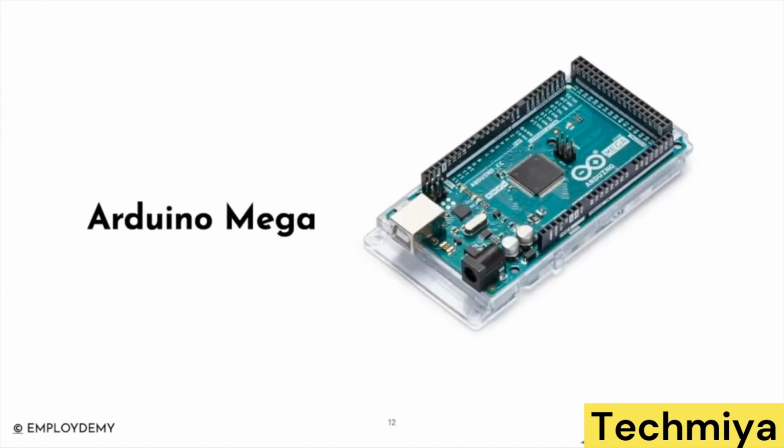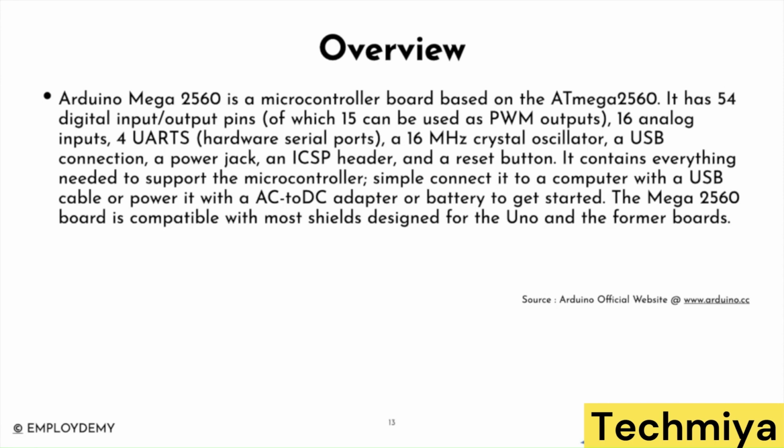Next, we have Arduino Mega. As the word suggests, Mega, this is a big board relatively compared to Arduino Uno and Arduino Nano. This Arduino Mega 2560 in particular is a microcontroller board based on the Atmega 2560. It has a huge 54 digital input output pins, and of those 54, 15 are used as PWM pins, and we have 16 analog inputs and 4 UARTs for serial communication. If you compare these values, this is way more than the Arduino Uno.